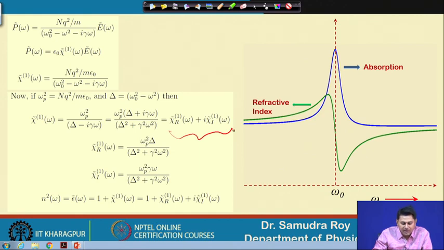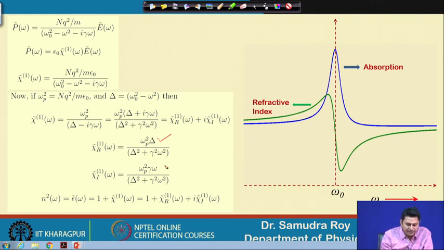Here chi R is the real part of the susceptibility, and chi I is the imaginary part of the susceptibility. So, now if I write the real and imaginary parts, we have two expressions in our hand, and these two expressions are very important. You can see that the real part contains delta in the numerator, and the imaginary part does not have any term like delta here.